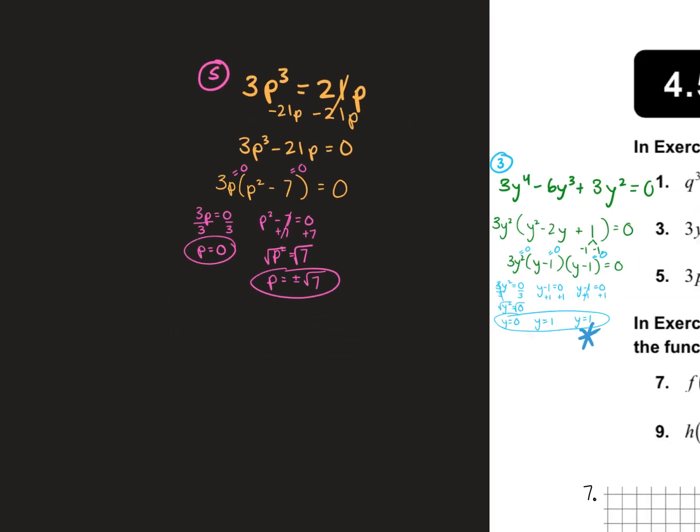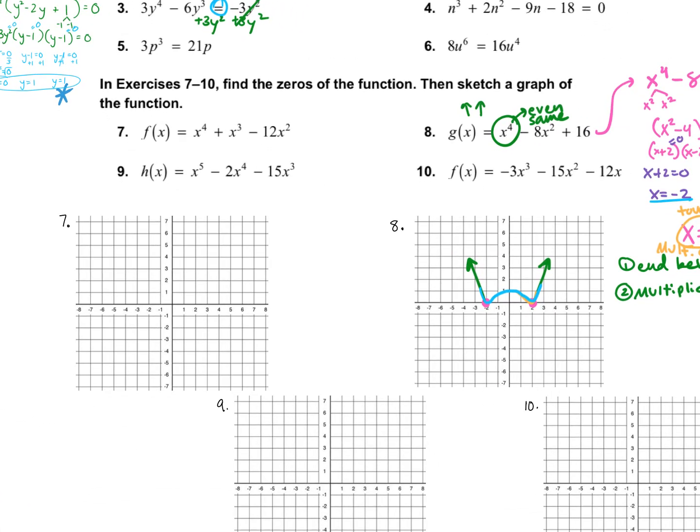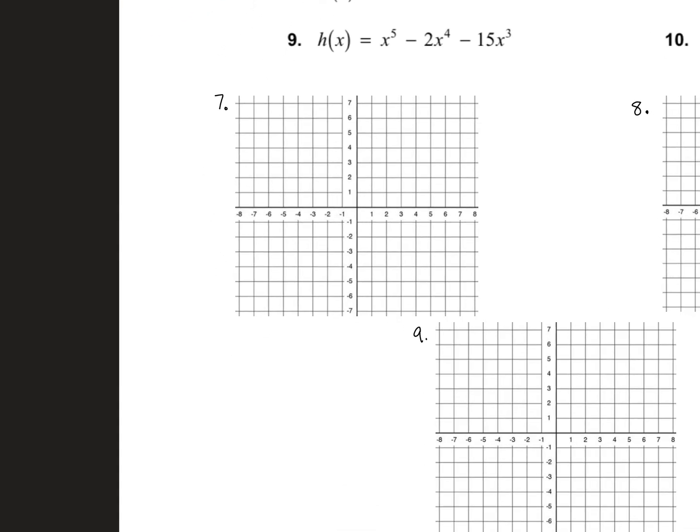So let's do a graphing one. Anyone specifically you guys want to see graphed? Sure. All right, let's do 9. I'm going to rewrite it down here so you have more room. X to the 5th power minus 2x to the 4th minus 15x cubed.